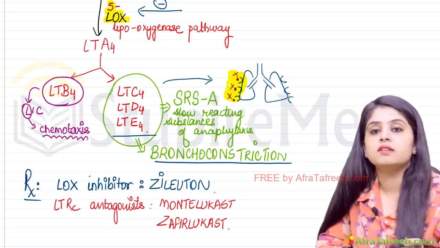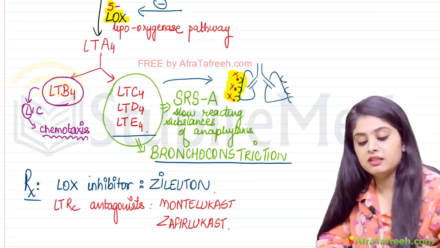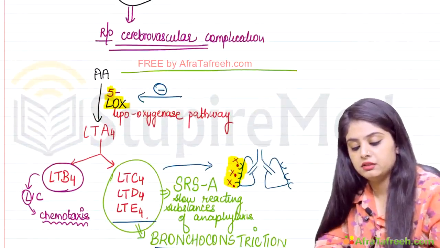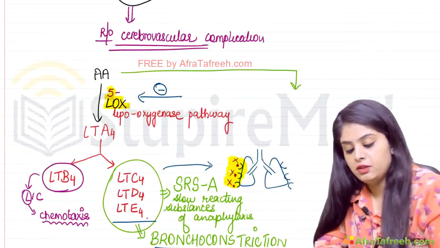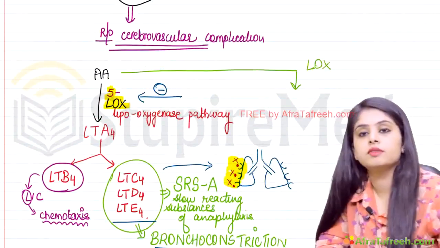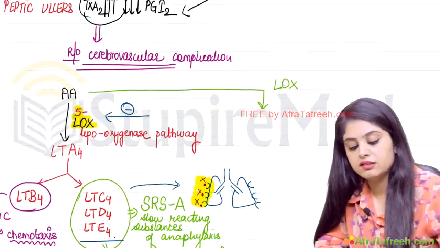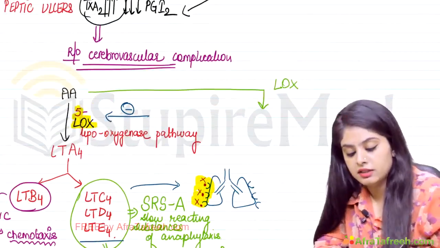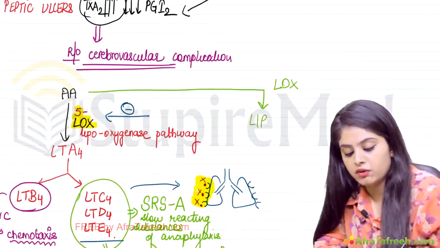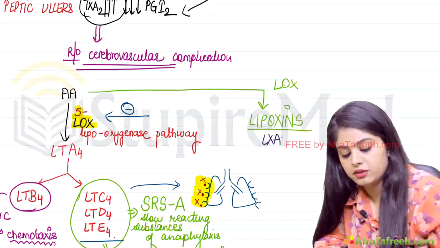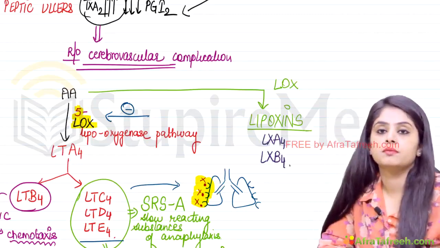Now students, this pathway does not end over here. The same arachidonic acid can take another pathway. Again, it will use the enzyme LOX, but now the LOX has changed. Now it uses some other variant of LOX and results in the formation of lipoxins, particularly lipoxin A4 and lipoxin B4.